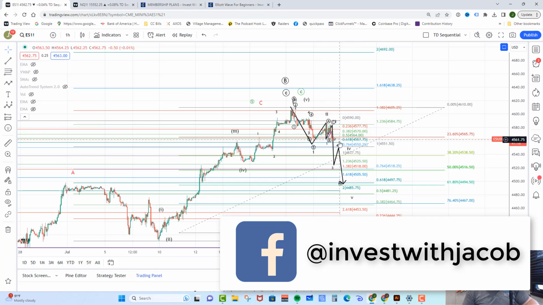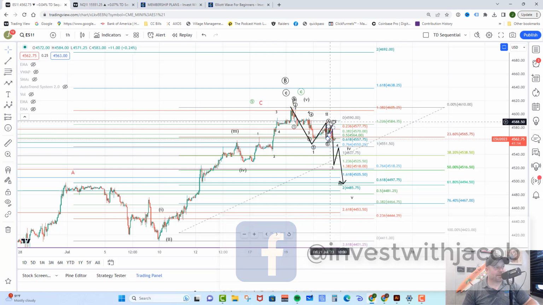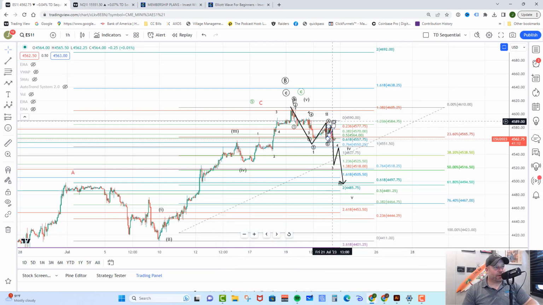However, should they bounce it back up over this 45.89 area, we could see a bigger B wave up towards the 45.95 area, or possibly even a wave 5 higher into the 46.38 area. However, given the NASDAQ setup, I don't believe that to be the case.